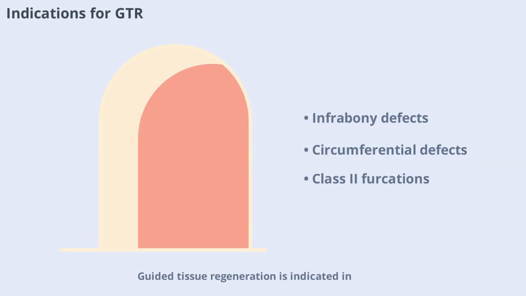Guided tissue regeneration is indicated in specific periodontal defects where regeneration is feasible. These include narrow 2 or 3-wall infrabony defects, circumferential defects, class 2 furcation defects, and certain types of recession defects. Careful case selection is essential to maximize the chances of a successful regenerative outcome.